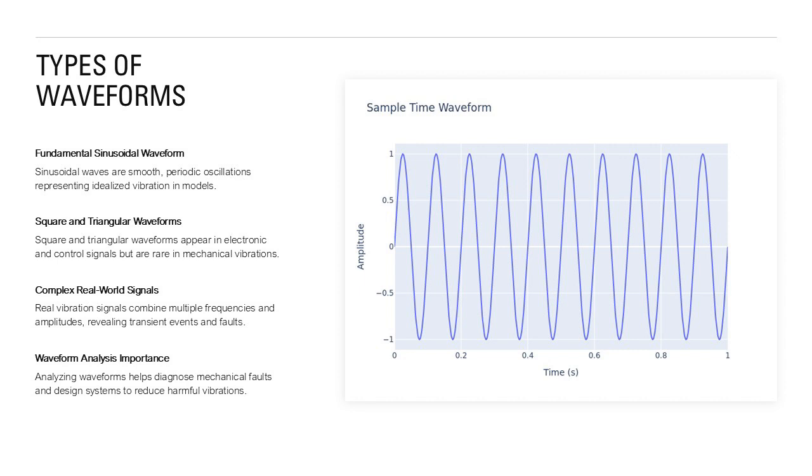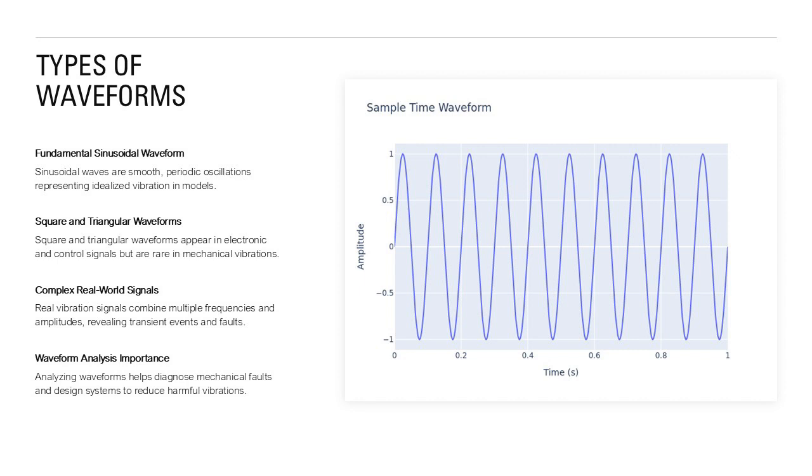Square and triangular waveforms are less common in mechanical systems but may appear in electronic or control signals. Real-world vibration signals are typically complex, consisting of multiple frequencies and amplitudes combined. These signals can be analyzed using Fourier transform to separate them into individual frequency components.